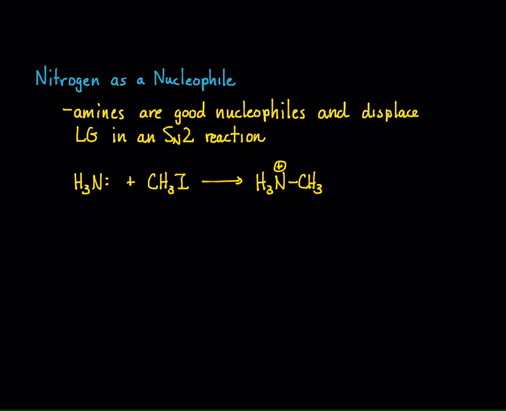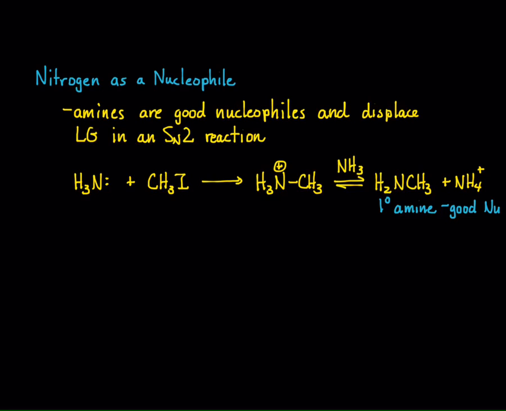And if I add another equivalent of ammonia, typically this is the case, which we'll find out in just a little bit, I can deprotonate that salt, and I get H2NCH3 plus ammonium as our new salt. But notice I form a primary amine. Now the interesting thing about this type of reaction is primary amines are better nucleophiles than ammonia. So I've just produced a good nucleophile.